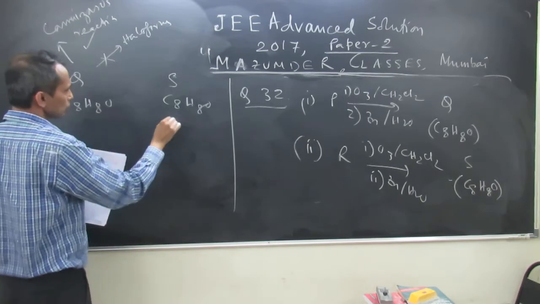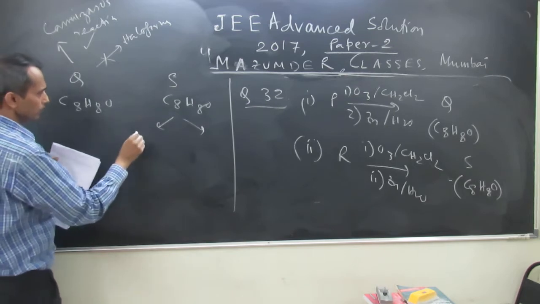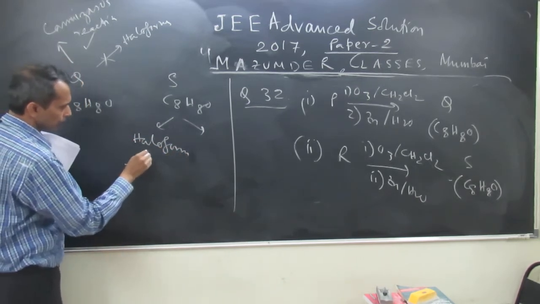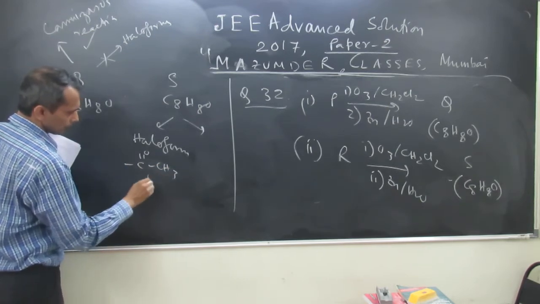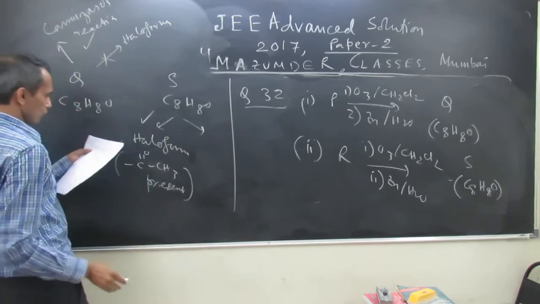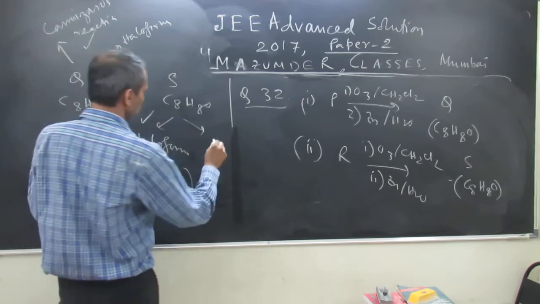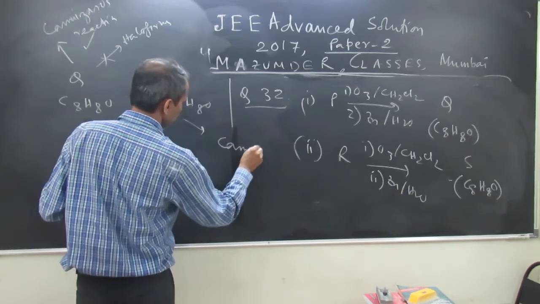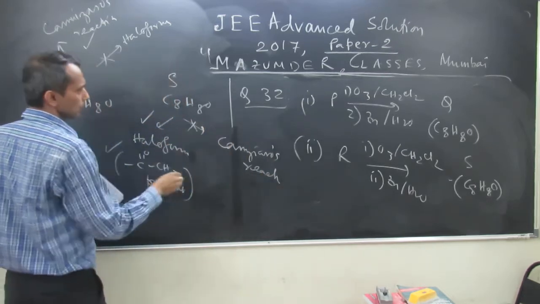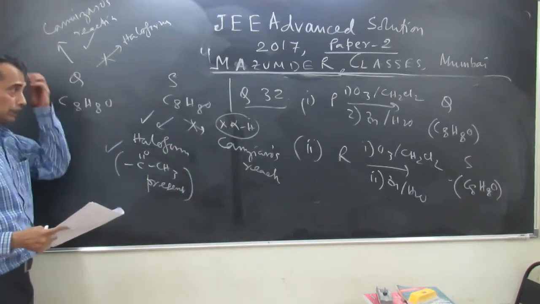And what are the characteristics of S? The opposite. S undergoes haloform reaction, which means it should have a keto methyl group present. It gives haloform, but it does not give Cannizzaro's reaction, which means it does not have alpha hydrogen. Very interestingly, this is a very interesting fact.